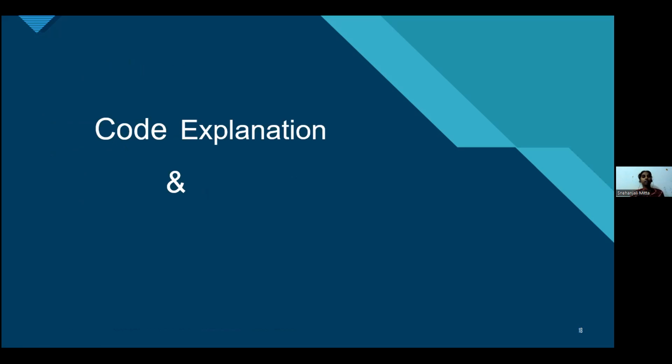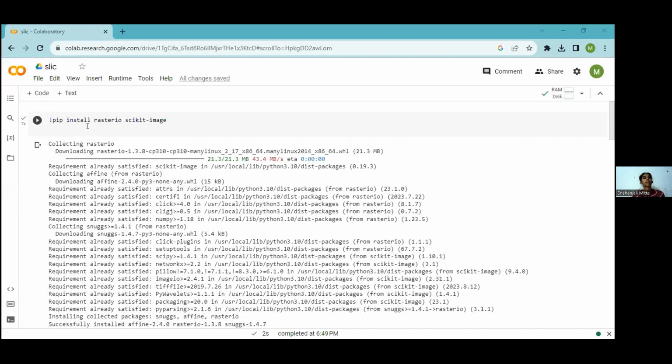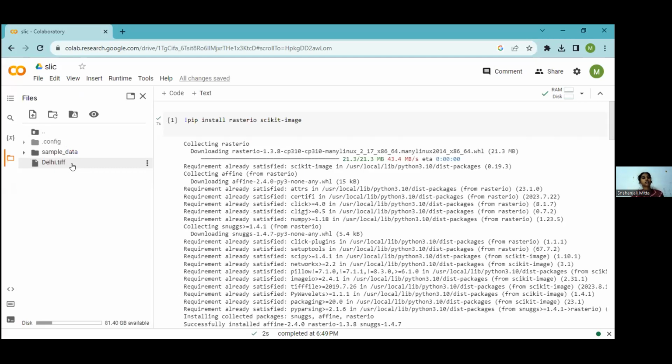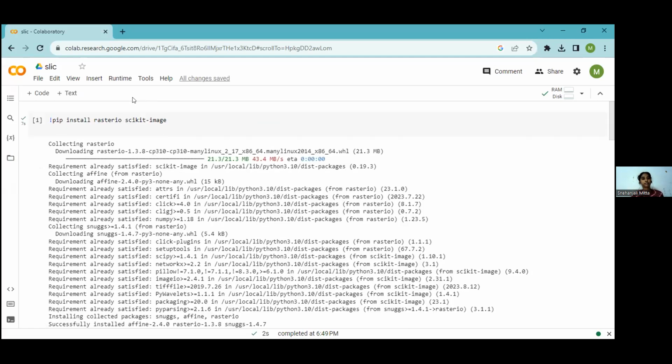Let's see the code, its explanation, and the code execution. Firstly, I downloaded the image and saved it as delhi.tiff in the content folder. I installed the required libraries, rasterio and scikit-image. Rasterio is a library used to read and write raster data. Scikit-image is used for image processing. I have installed both libraries.